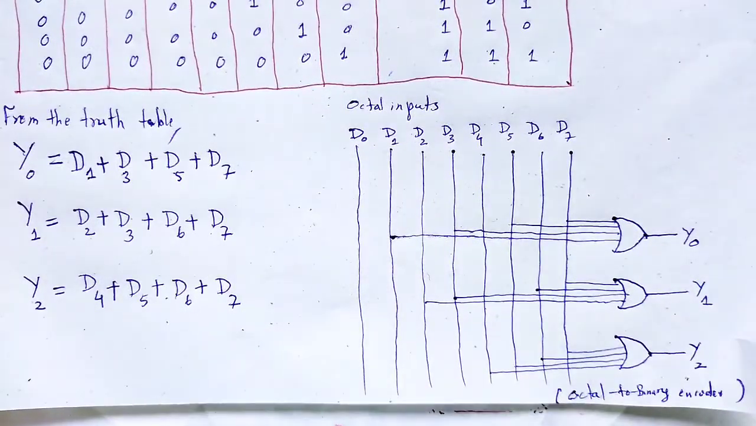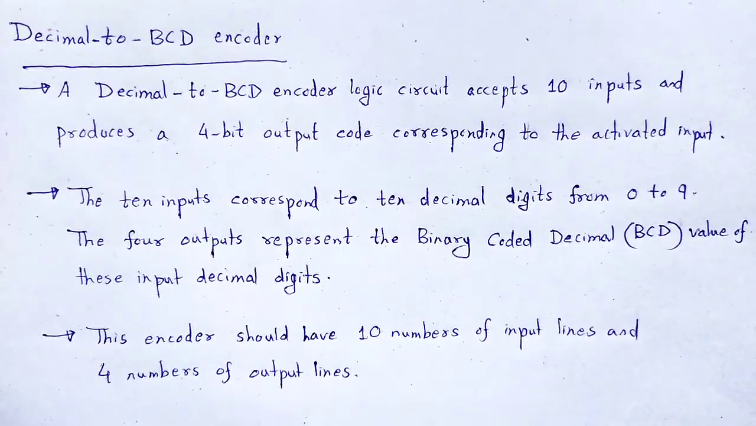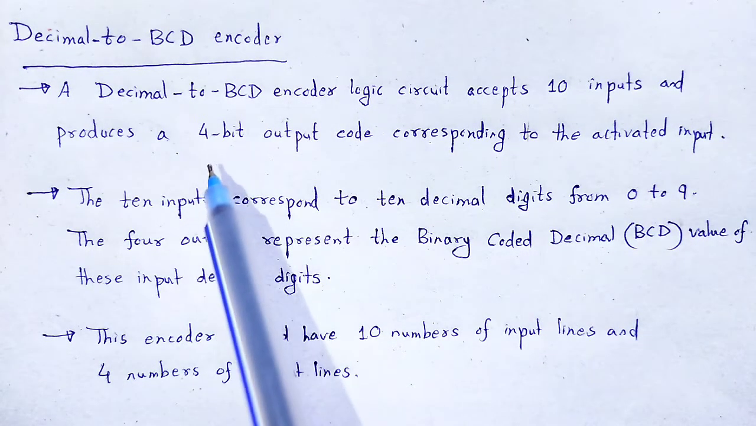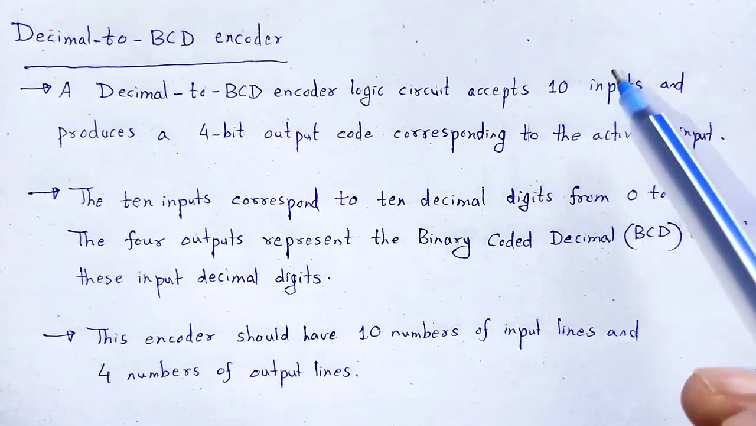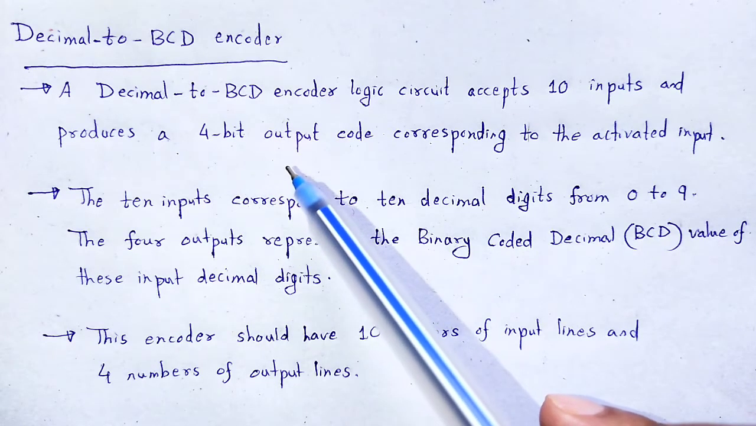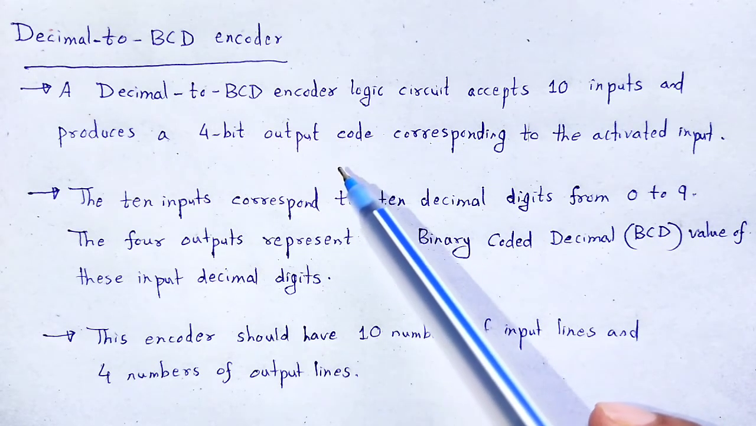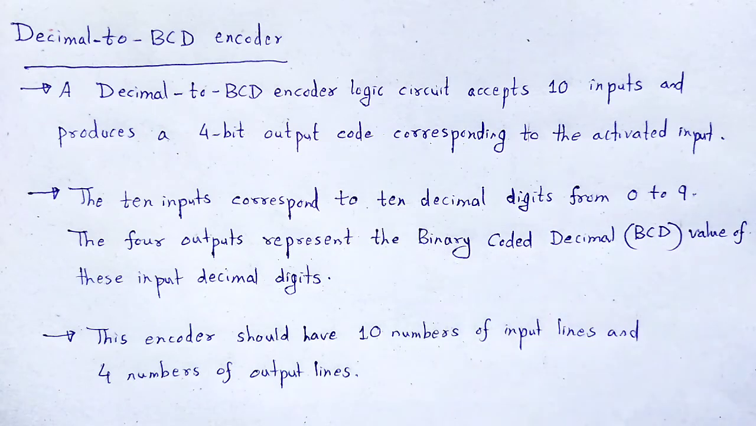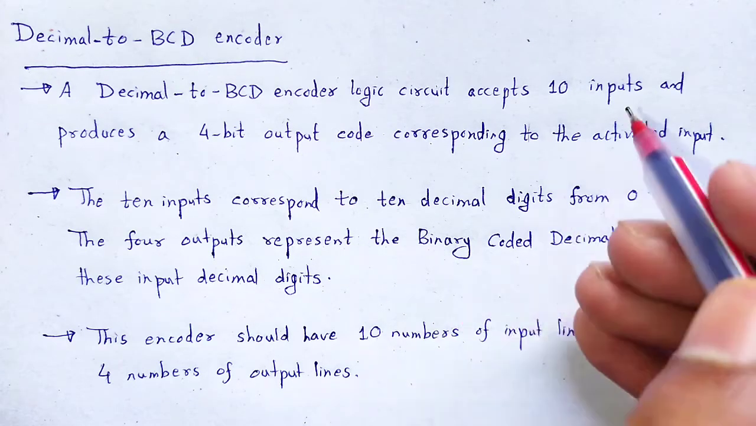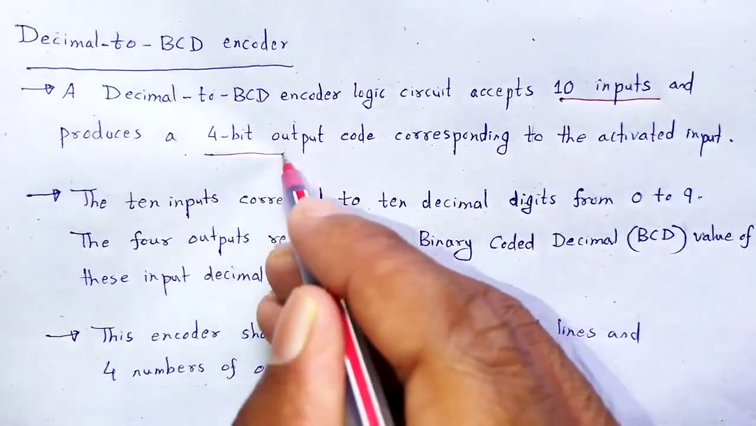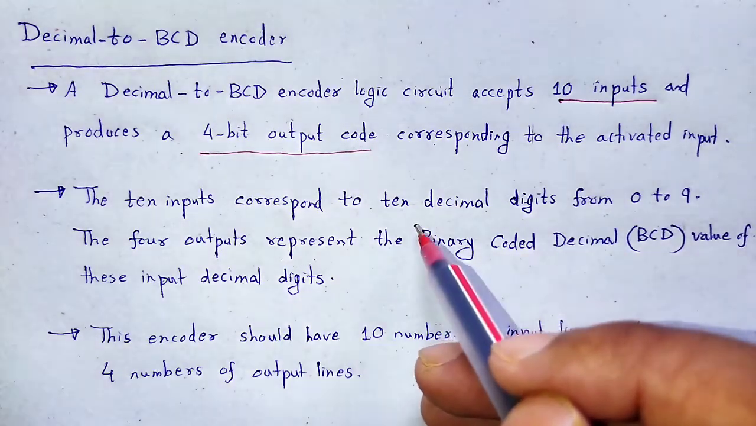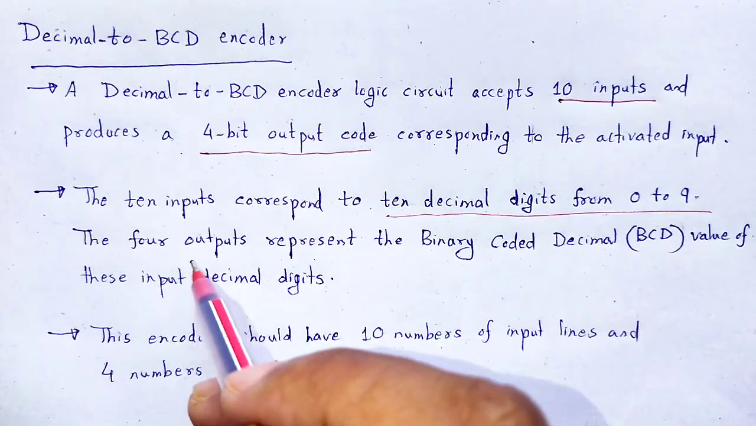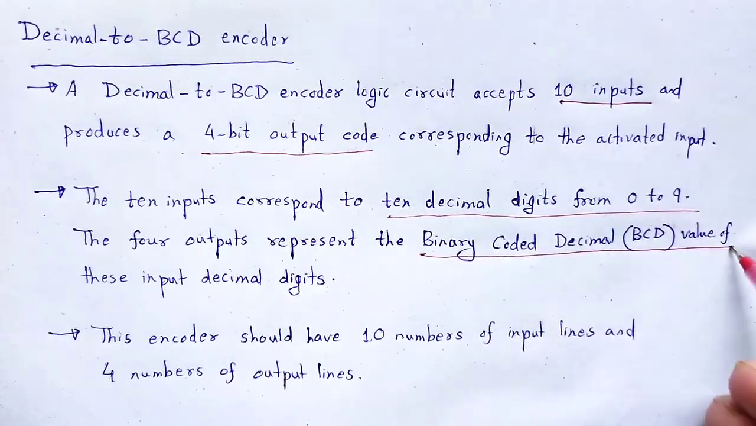Another type of encoder is decimal to BCD, binary coded decimal system. A decimal to BCD encoder is one kind of logic circuit that accepts 10 inputs and produces a 4-bit output code corresponding to the active input line. The 10 inputs correspond to the 10 decimal digits from 0 to 9, and the 4 outputs represent the binary coded decimal value, the BCD value.